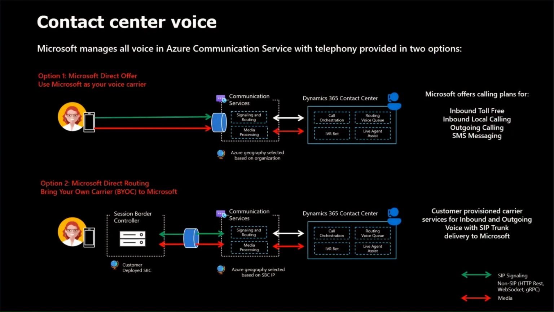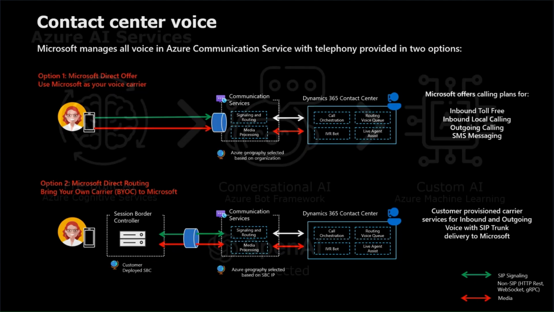So we have 2 ways of implementing Contact Center. We have the first option, which is the direct offer from Microsoft. You can use Microsoft as your voice carrier and then connect this using Azure Communication Services to our Contact Center. And we also have option 2, where you can bring your own carrier. It does not matter if it is Microsoft or another one, you can connect it to Contact Center and there is no problem. All voice channels will be in Azure Communication Services, and the telephony will be provided as you want, suitable for your specific needs.